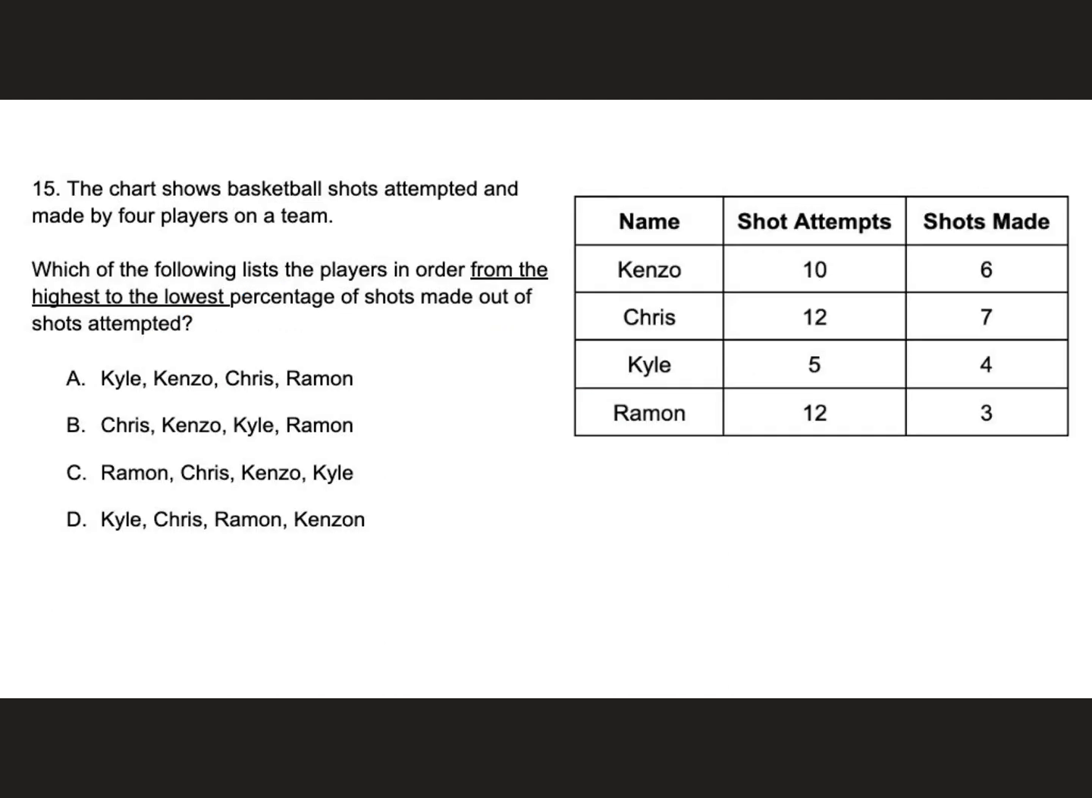The chart shows basketball shots attempted and made by 4 players on the team. Which of the following lists the players in order from highest to lowest percent of shots that they made? Okay, so we want to know who makes the highest percentage of shots. So starting with Kenzo, Kenzo shoots 10 times and makes 6. As a percentage, this is 60%, 6/10. This is Kenzo.